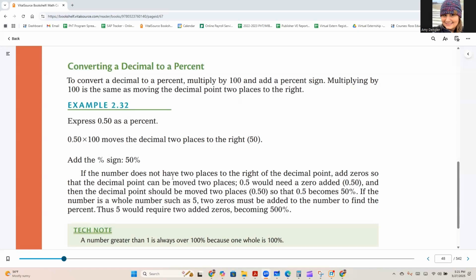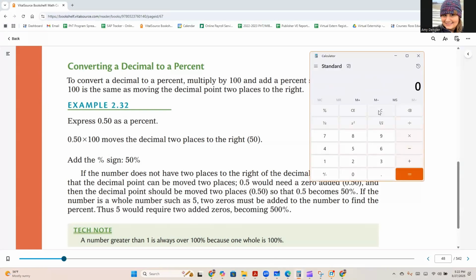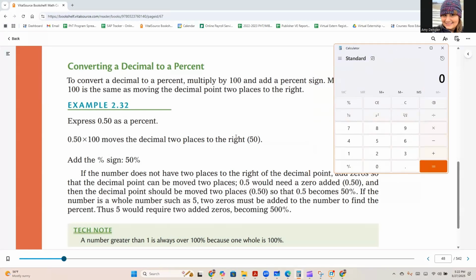To convert a decimal to a percent, multiply by 100 and add a percent sign. Multiplying by 100 is the same as moving the decimal point two places to the right. So example 2.32, express 0.50 as a percent. Again, we're just going to take out our calculator and do what it said. Multiply the number by 100, and that is 50. We add a percent sign, so 50%.